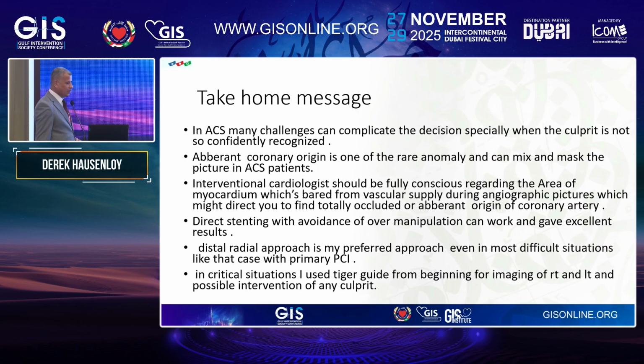So what is the take-home message? In acute coronary syndrome, many challenges can complicate the decision, especially when the culprit is not confidently recognized. Aberrant coronary origin is one of the rare anomalies and can mix and mask the picture in acute coronary syndrome. The interventional cardiologist should be fully conscious regarding any area of myocardium which is not directly supplied by a blood vessel. Direct stenting with avoidance of over manipulation can work and give excellent results, though not in all cases.